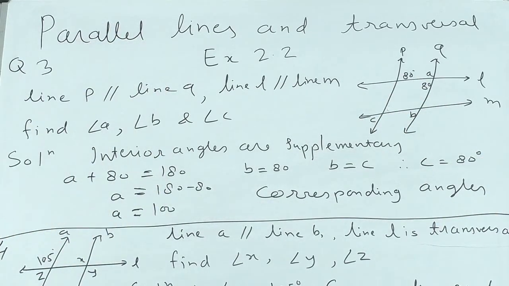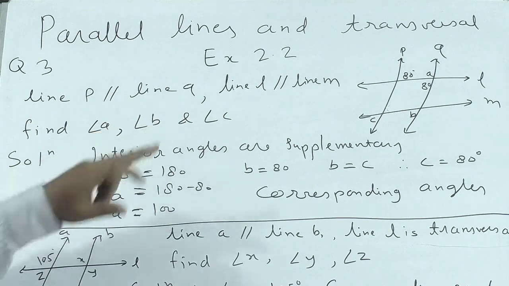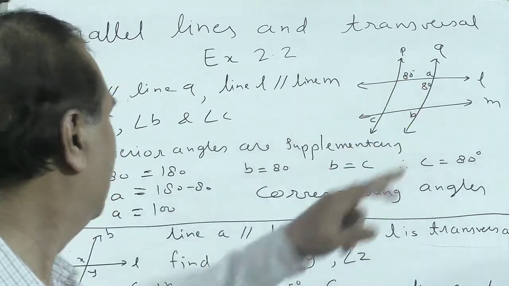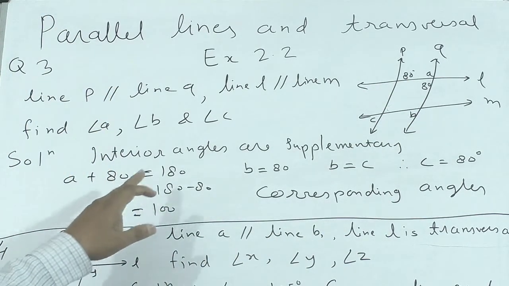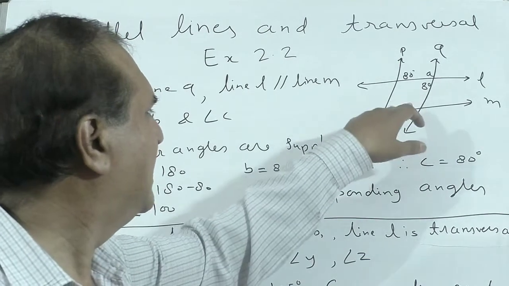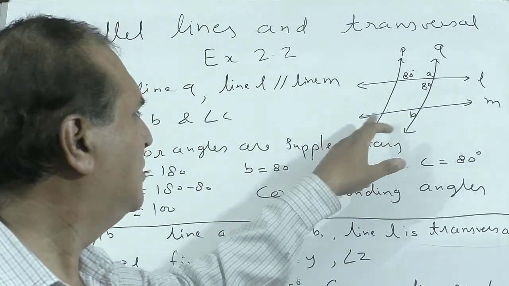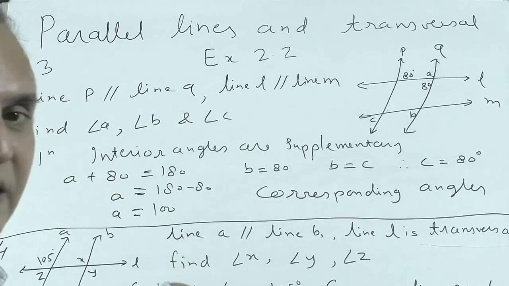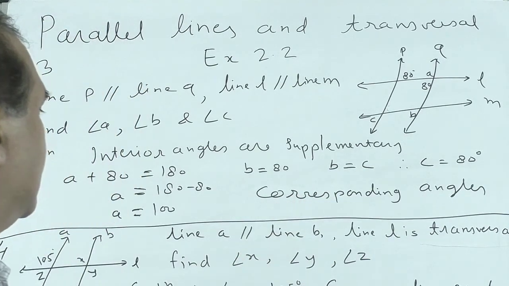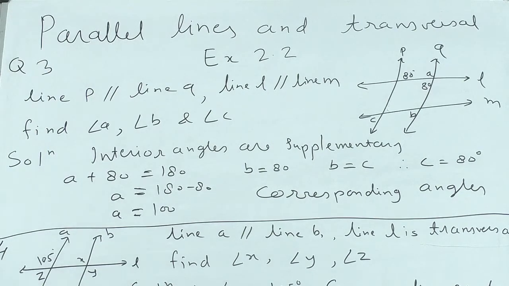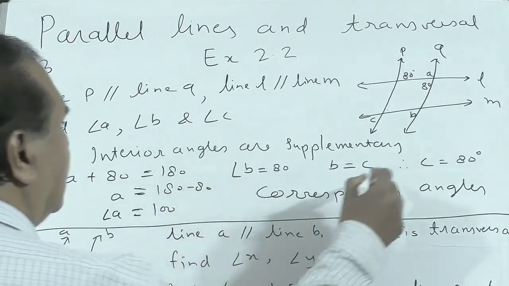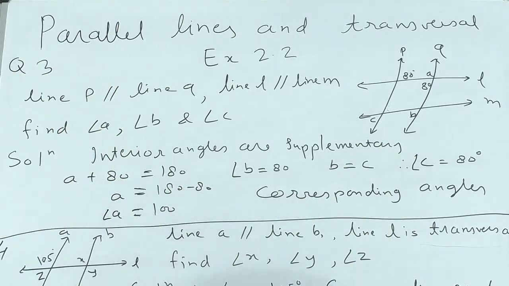Understanding? See, you are given to find angle A, angle B, angle C. Interior angles are supplementary. So A plus 80 is directly 180. So A equal to 180 minus 80, that is 100. Now B equal to 80 directly, corresponding. B equal to C also corresponding, because they are transversals of each other. So angle C is also 80. Understanding? So angle A equal to 100 degree. You can write the answer. Angle B equal to 80 degree. Angle C also equal to 80 degree.